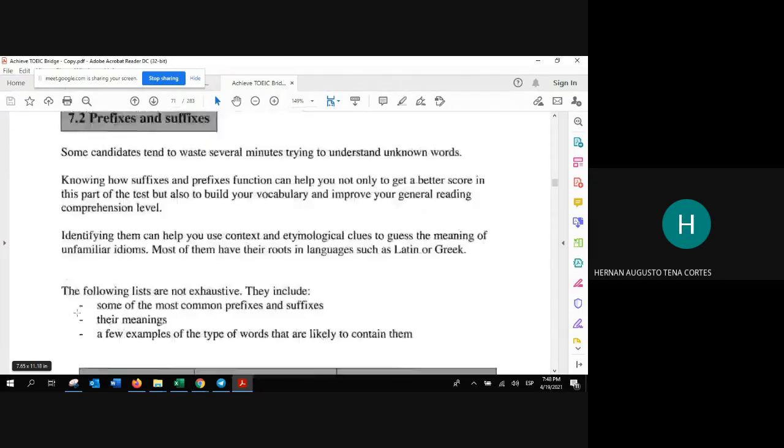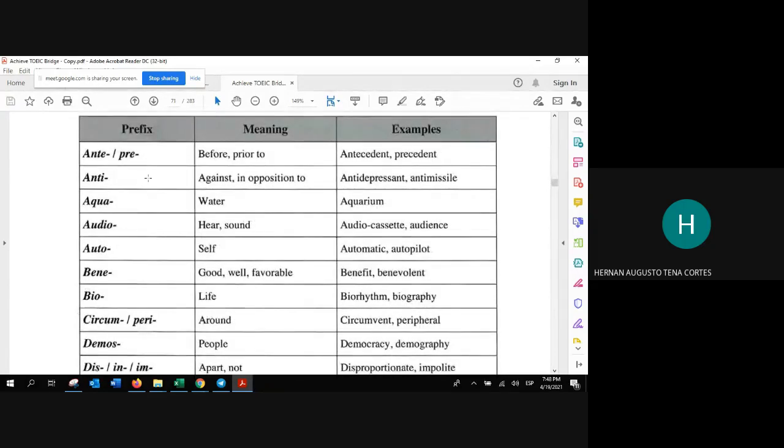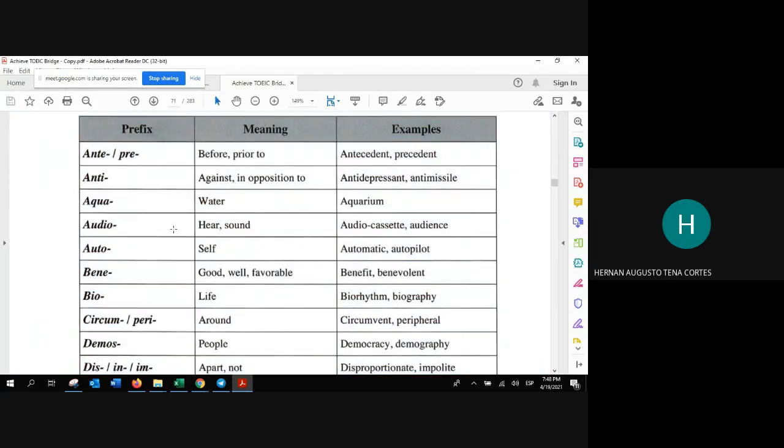Okay. Fantástico. Okay. Aquí tengo una lista de prefijos y sufijos. Okay. I just want to remind you, I'm gonna send you a picture of this. Yo les voy a mandar un pantallazo de esto.